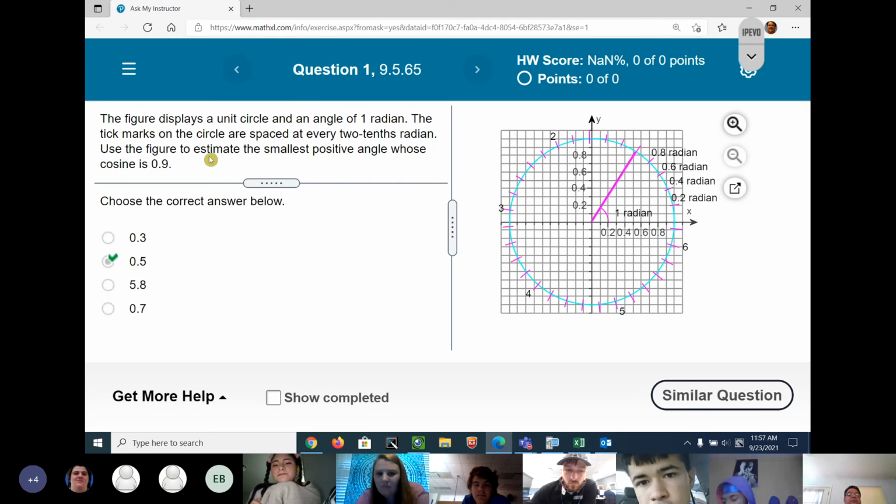Use the figure to estimate the smallest positive angle whose cosine. I have no idea what they're asking here. No idea. What's it asking for? I mean, there's the answer. I mean, any person could tell there's the answer.